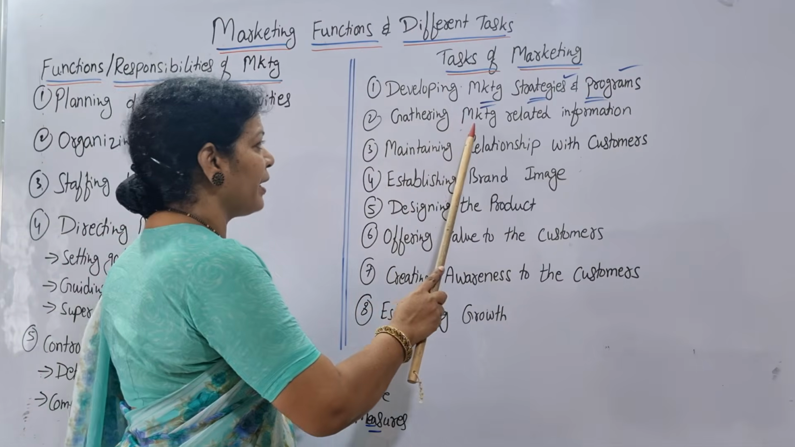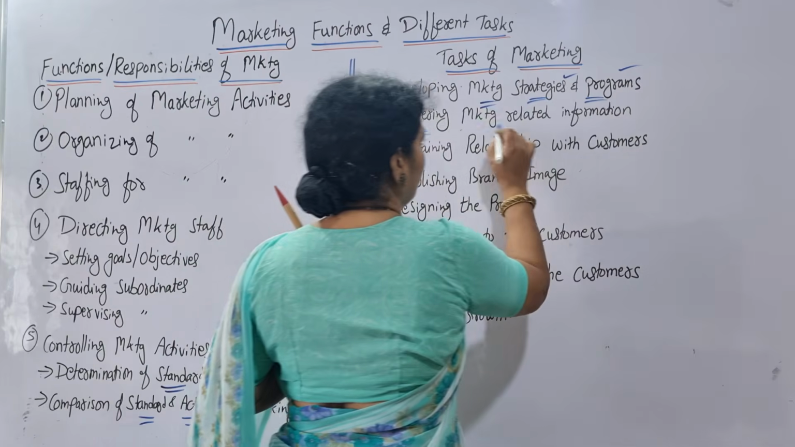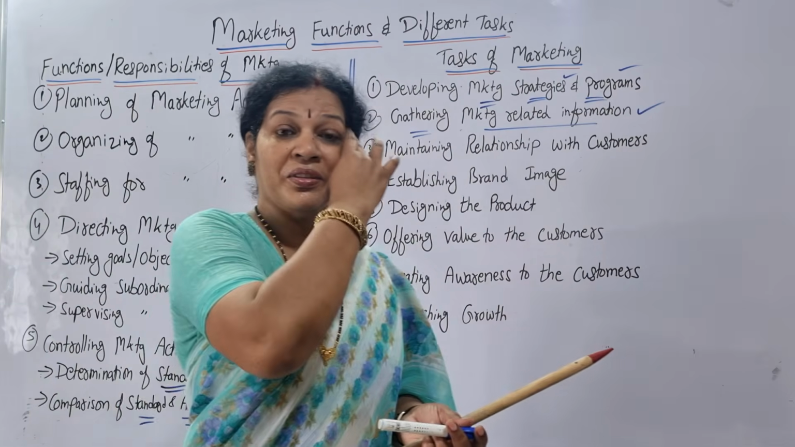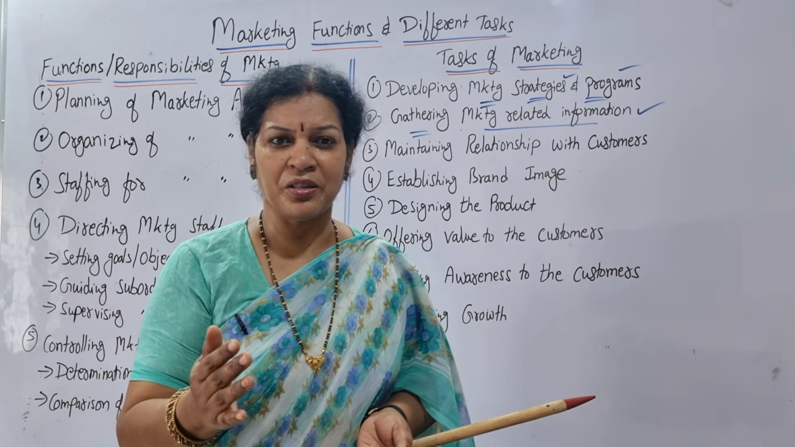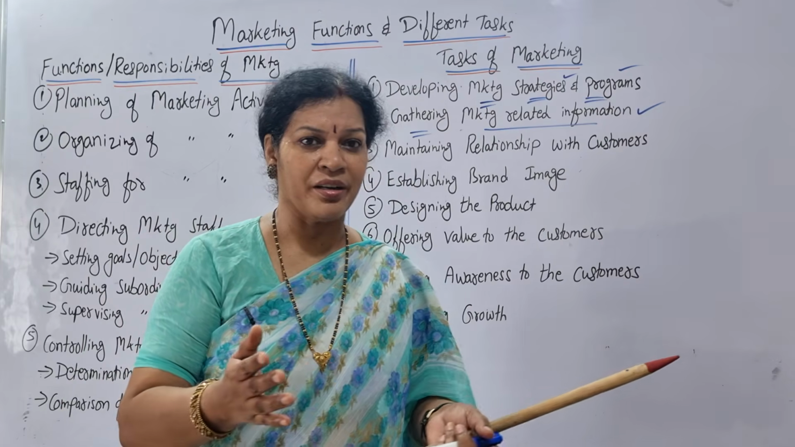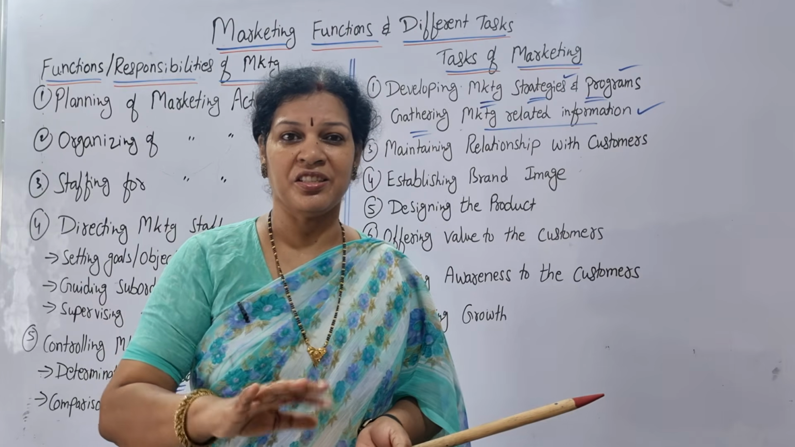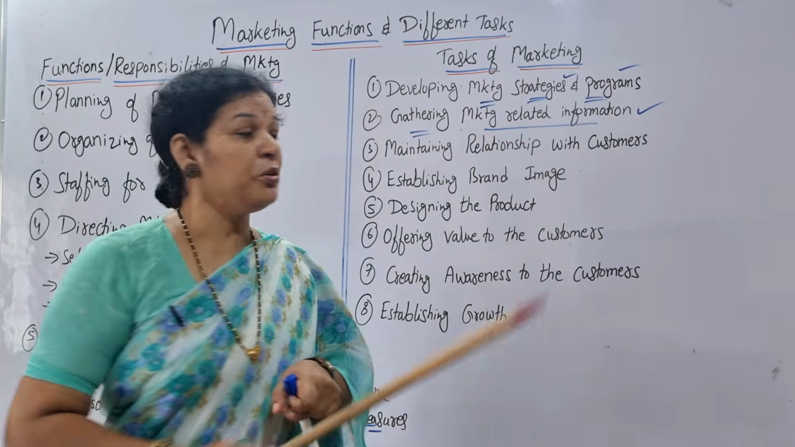Then after that, gathering market related information. You are gathering the market related information. How is the market? Who are the competitors? What kind of changes are going on? Is it social or economic or due to any kind of changes in the market? What is going on? That kind of total information you have to gather.